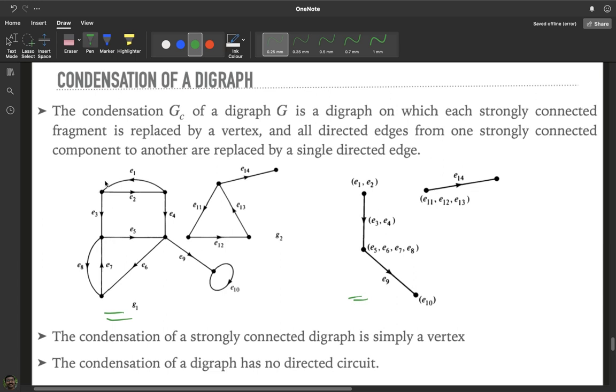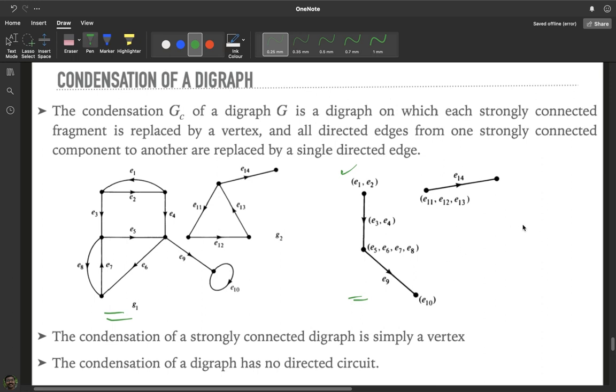I will also give you some homework. It is very simple. Try to find the fragments. You represent the fragments by a single vertex. If there are many edges going from one fragment to another, represent them by a single edge. It's a very simple thing. So this complex graph is now being reduced into a very simple graph. This is the meaning of a condensation.